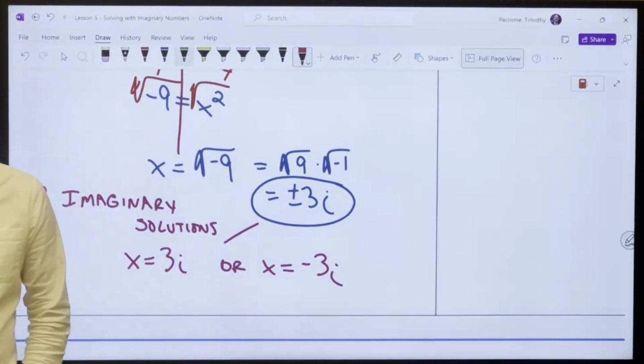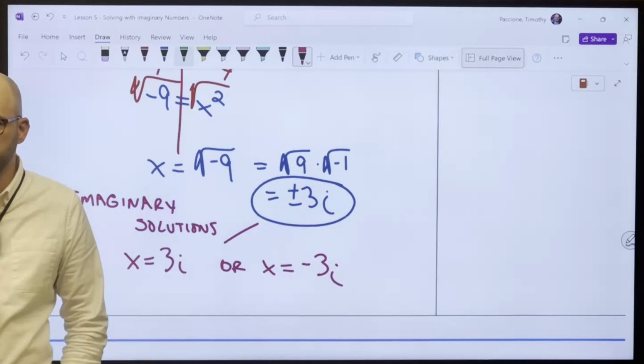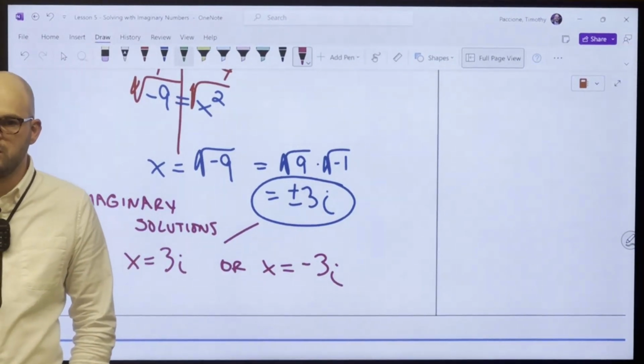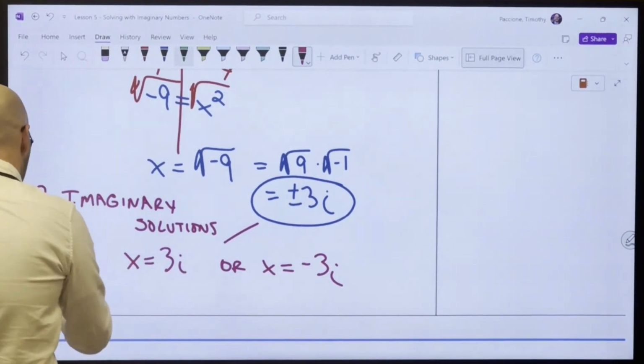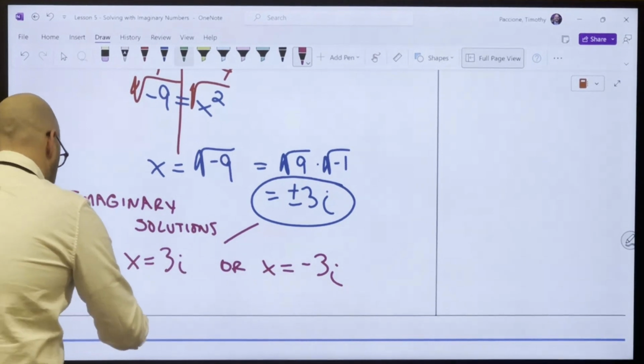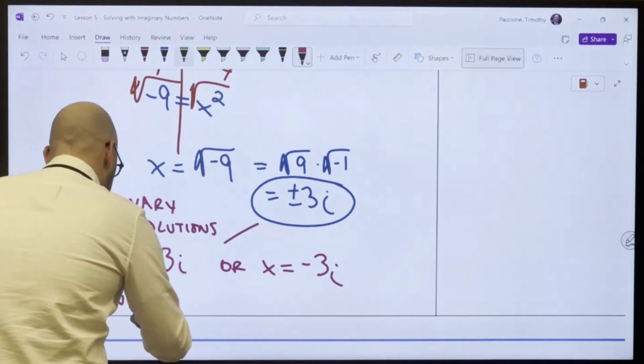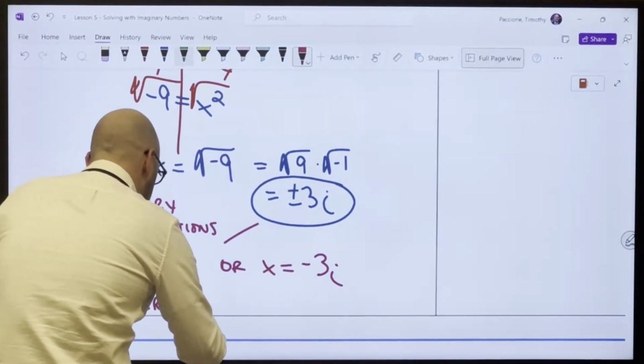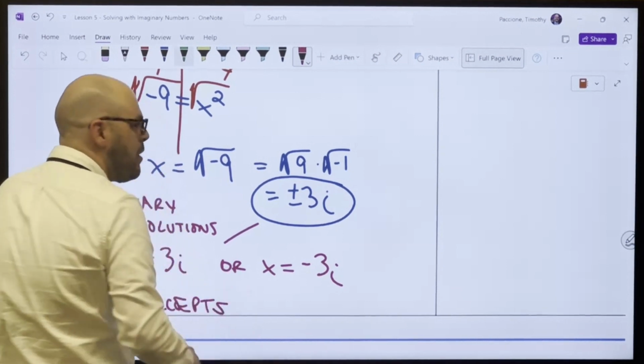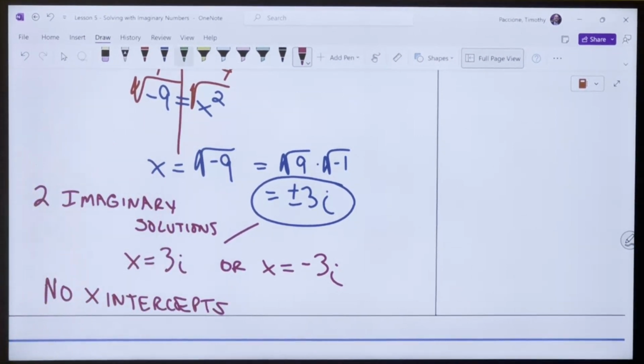And then there's another question you want to be able to answer. What is the graph? What's going to be significant about the graph? It's not going to have X-intercepts. So I haven't even looked at the graph, thought about what the graph might look like, but I know something about it. I know it can't have X-intercepts because it doesn't have a solution.